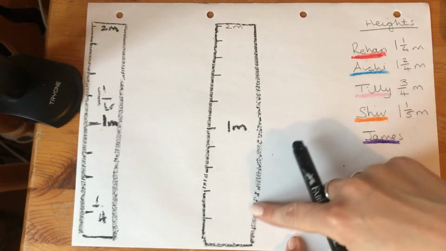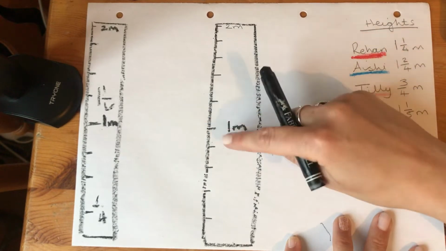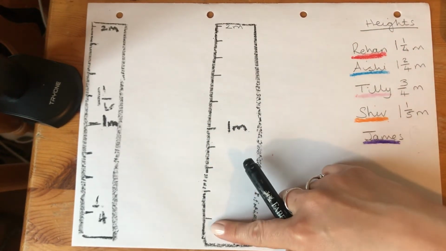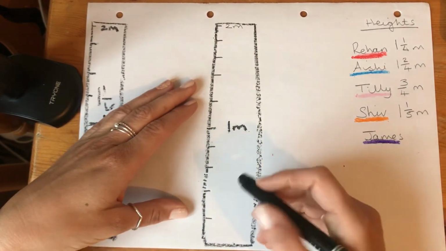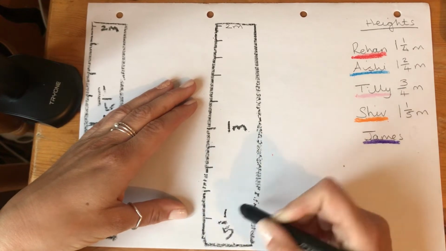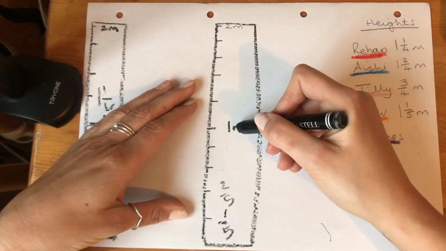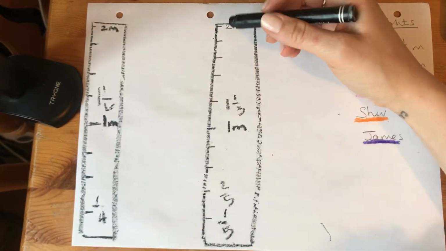But what is the fraction for this one? How many parts make up our whole? So we've got 1 part, 1, 2, 3, 4, 5. 5 parts make up our whole. So we know that each part must be worth 1/5. So we've got 1/5, 2/5, 3/5, 4/5, 1 metre, 1 metre and a fifth. And it continues up.